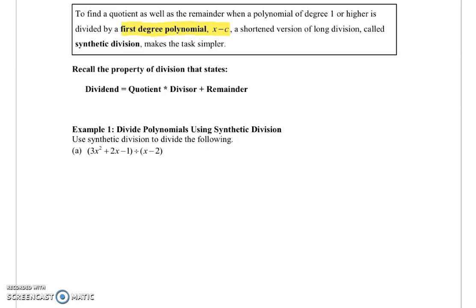Now, one thing to remember is that the property of division states that the dividend equals the quotient times the divisor plus the remainder. This is going to become very important at the end of this section when we talk about a couple theorems. So don't forget this fact right here.